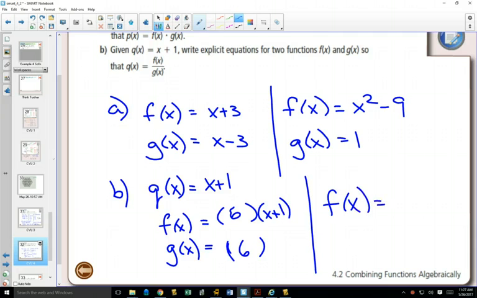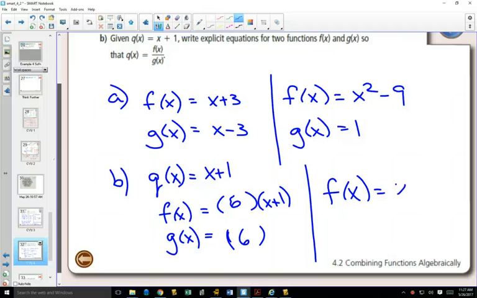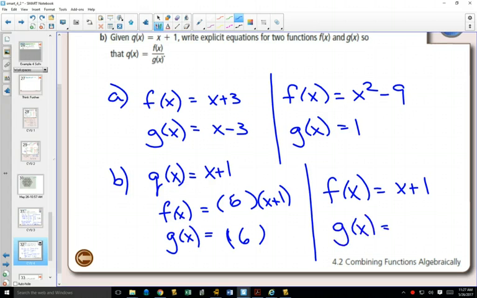Cheating-wise, let's just make f of x, x squared minus 9. Oh, no, that's not the right idea. What was that original f of x? Oh, x plus 1. Okay. f of x plus 1. Perfect. What are we going to have to divide by to make it work? 1. Okay, a little bit of cheating.